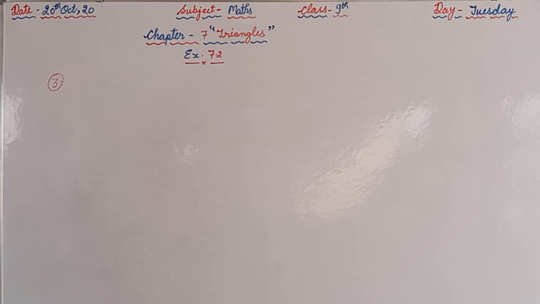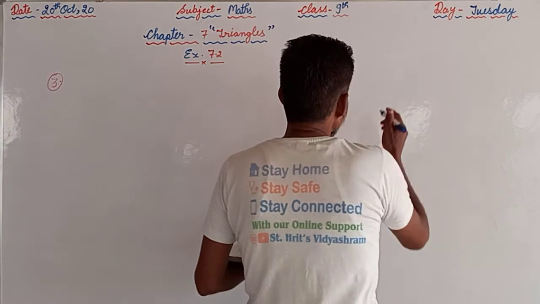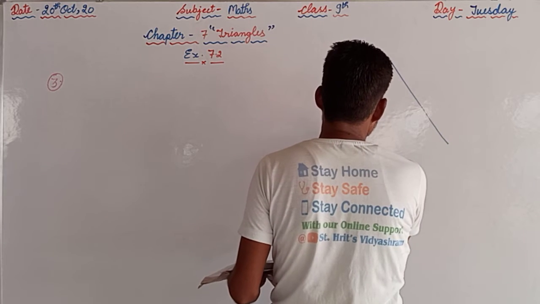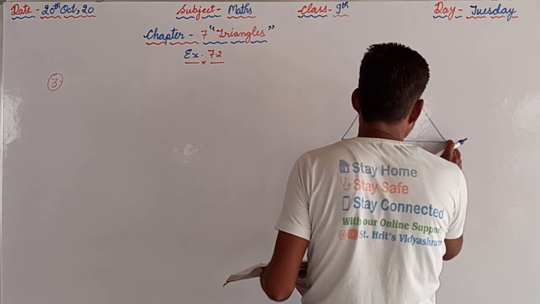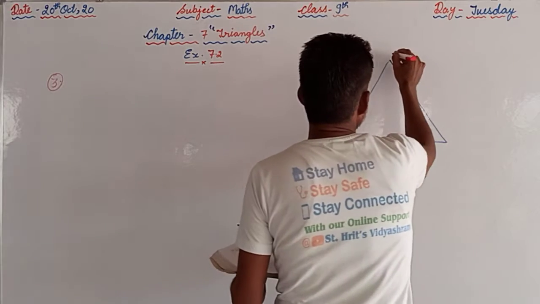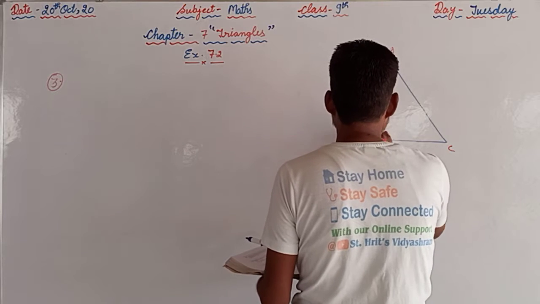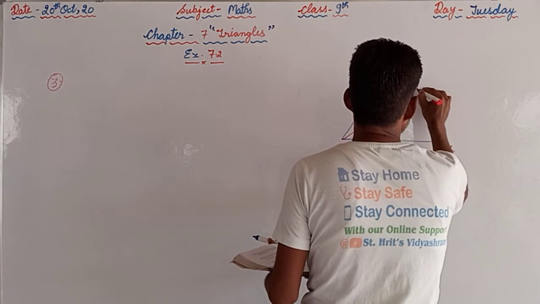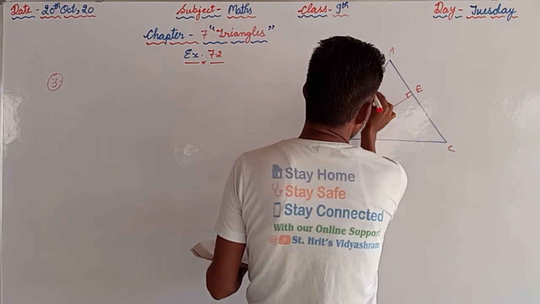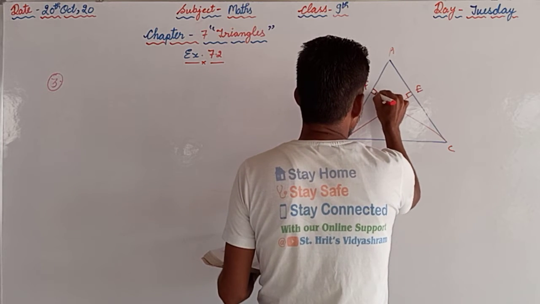So first of all we are supposed to make the figure, or we can say we have to copy the figure which is given in the question. The figure is like that, in which the name of the triangle is ABC, A, B, C, and BE is the altitude. Altitude means the perpendicular, and at the same time CF is also an altitude.